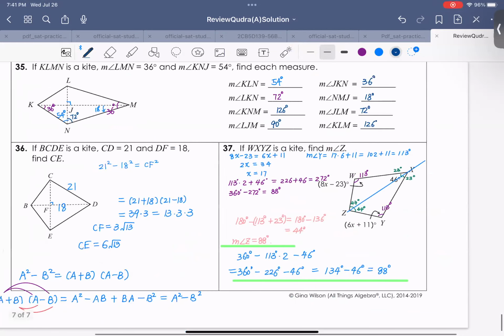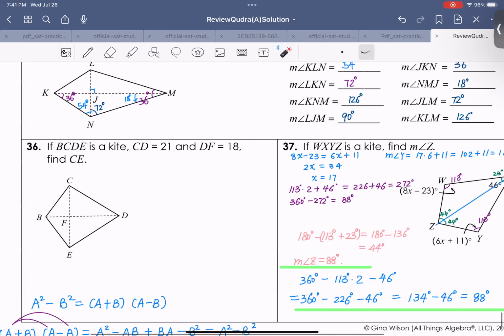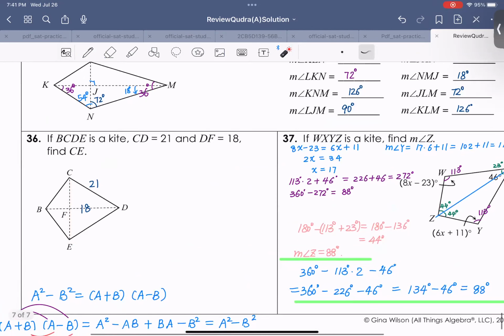If you see the guy over here, look at this. Sophie, let's try here. This guy is also a kite. And we have CD, which is 21. And we have DF, which is 18. Now let's find out CE. How do we get CE?